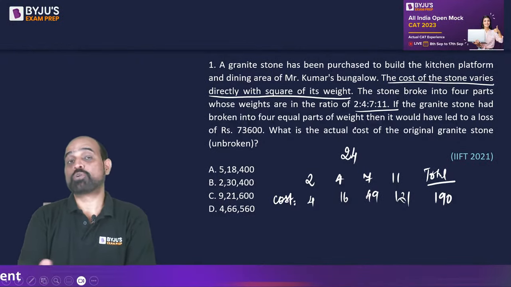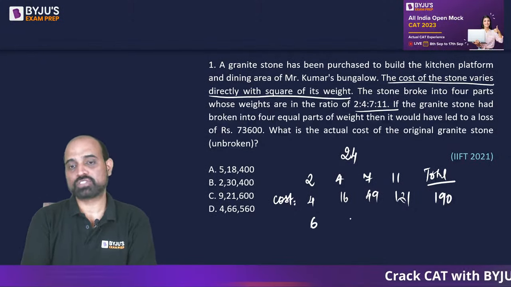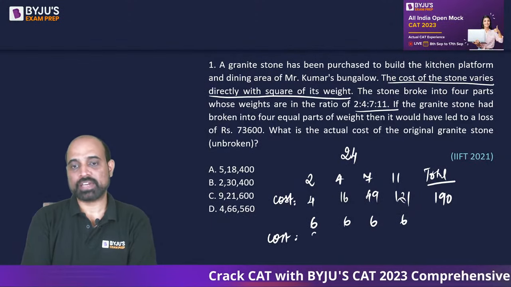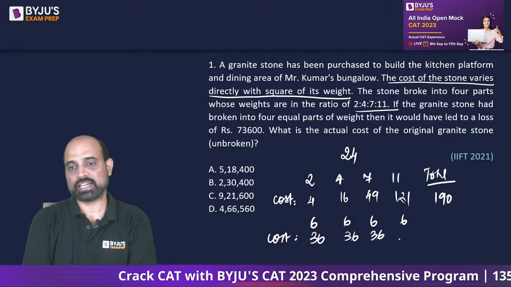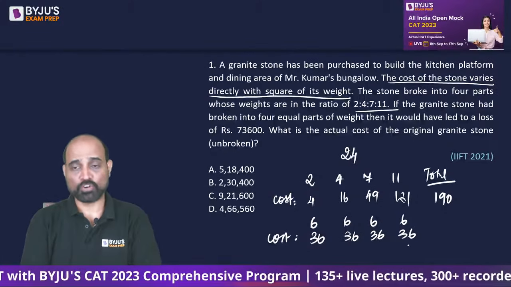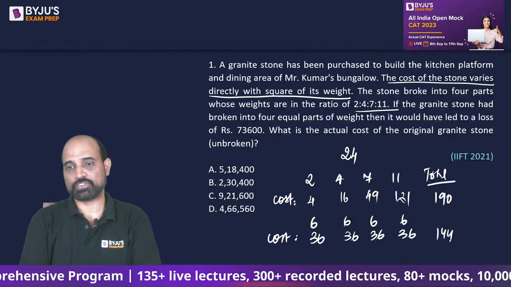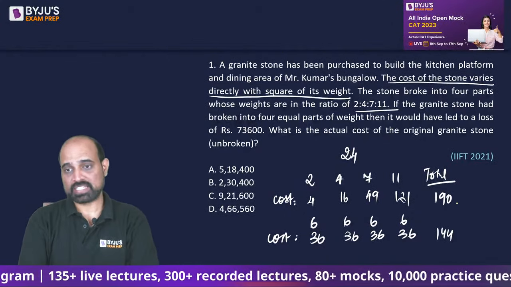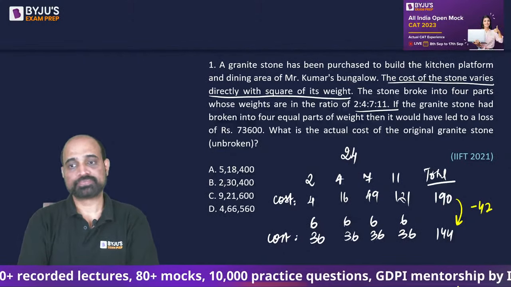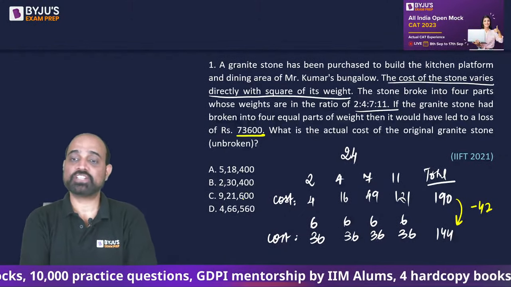Question says if it had broken into 4 equal parts. So 24 if broken into 4 equal parts, each part is going to be of weight 6. So the cost here will be 36, 36, 36 and 36, which is going to be the sum of all the 4 broken parts cost, which is 36 into 4, which will result in 144. Now, as per the question, it says there is a loss. Of course, there is a loss. There is a loss of 46. Right? Here it is given that there is a loss of 73,600.